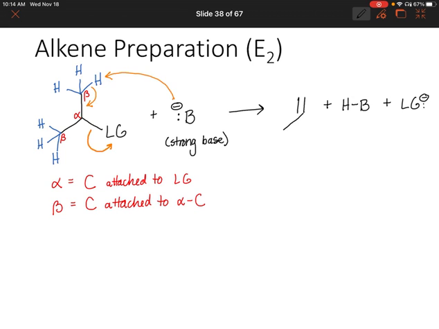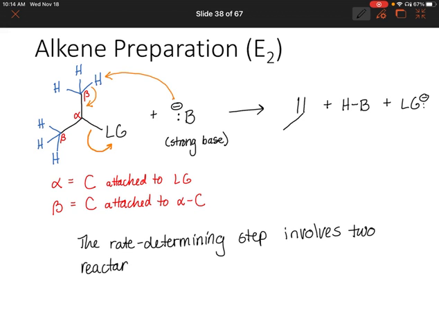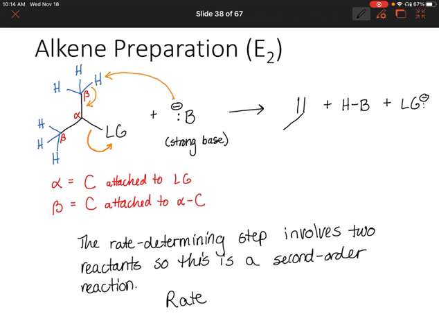So in this reaction, the rate determining step involves 2 reactants. So this is a second order reaction. So the rate law tells us that the rate of the reaction is equal to a rate constant times the concentration of the substrate times the concentration of the base.